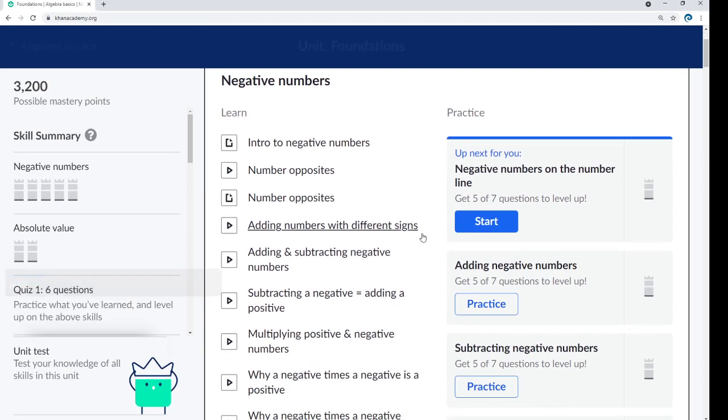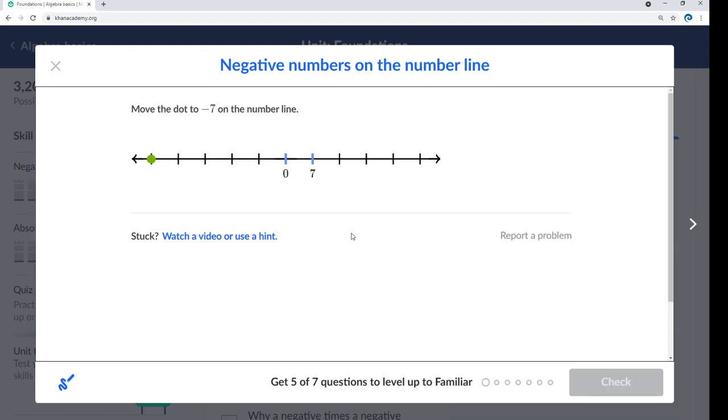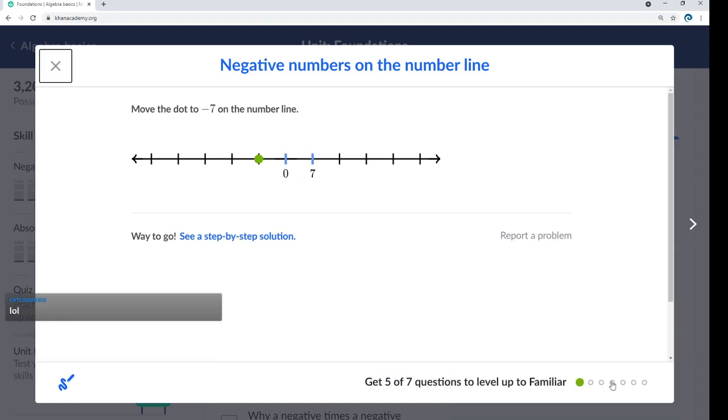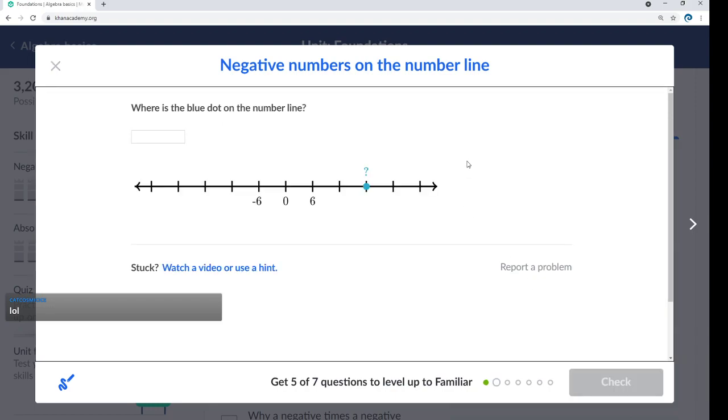So we're going to start out with an intro into negative numbers on the number line. Oh, we're going to practice. We're just going to jump right into the practice. They're not even going to explain how negative numbers work. We're just going to move the dot to -7. Okay, so if this is 0 and one tick is 7, then I would imagine one tick less is -7. I'm assuming. Hey, I got the fun, happy sound. Okay, cool.